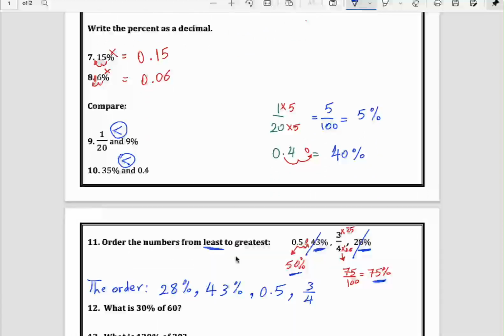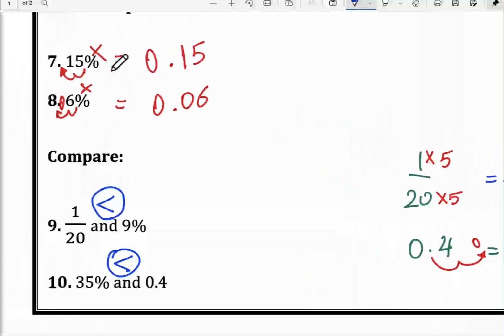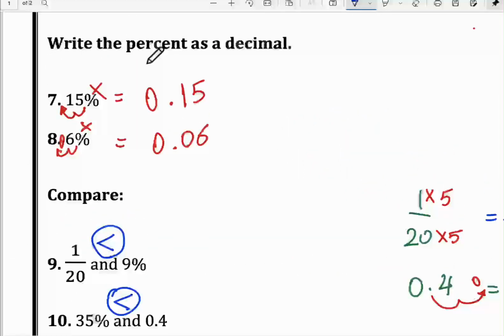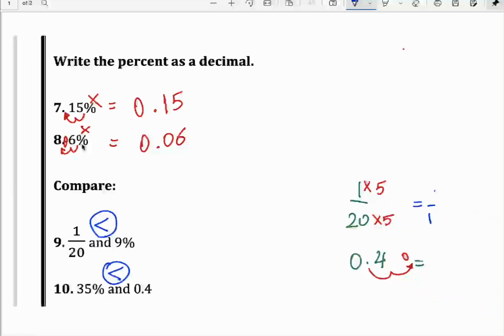Okay, Hashim? Wafi, you can lower your hand. Mr., I didn't understand question number 7. Okay, in question number 7, we need to rewrite the percent as a decimal. So the first thing that you do is cancel the percent sign. Then we move the point to the left 2 digits because we need to divide by 100. Okay?